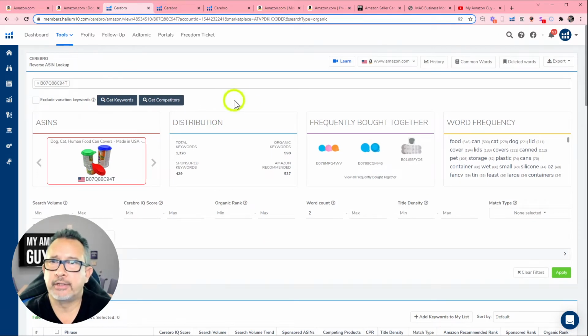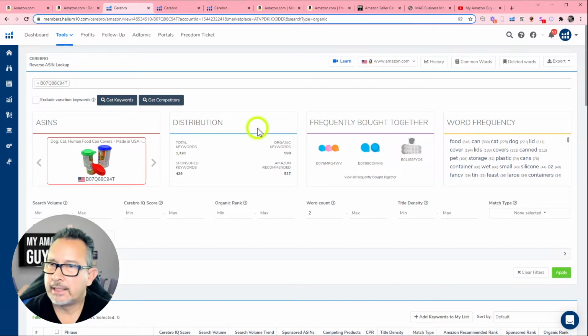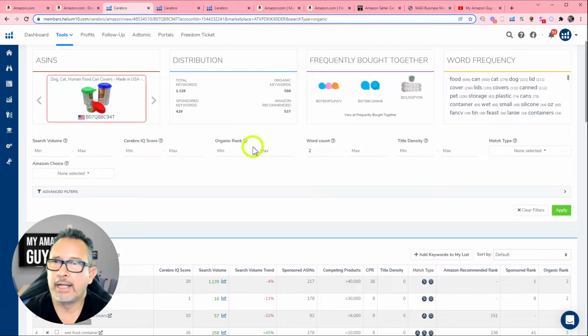We have a tool here called Cerebro, and sort of as a technician can hook up a computer to your vehicle to maximize its performance, Cerebro takes a look under the hood of your listing, so to speak. And here, what I can see right off the bat is that as far as sponsored keywords or keywords that you pay for, it's about 429, and organic keywords is about 598. Typically, what we like to see here is a 2-to-1 ratio. For every sponsored keyword, you have two organic keywords.